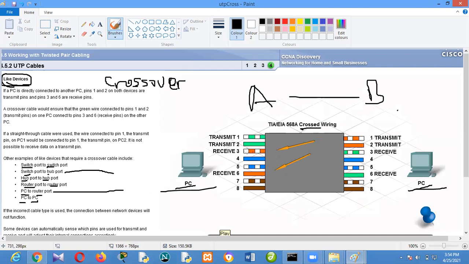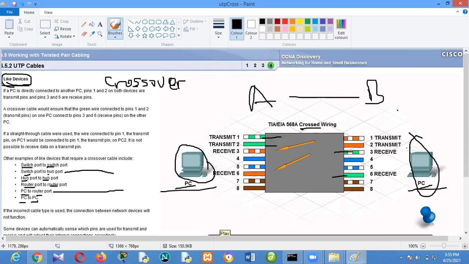Now, crossover. If a PC, a like device, wants to communicate with another like device, the message will still flow from pin 1 and pin 2. And you know that the end will locate its own end. So from pin 1, it will now be received in pin 3 and pin 6.